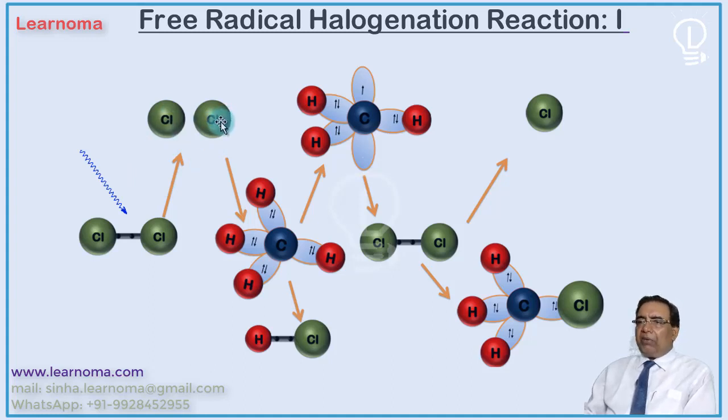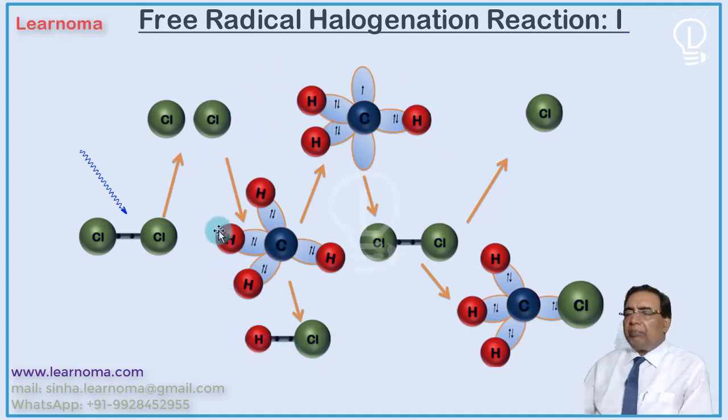In the second step, the chlorine radical itself reacts with a neutral methane molecule and forms HCl, and another methyl radical is formed. This is your second step. In the second step, the reactants are the chlorine radical as well as a neutral methane molecule, and the products are HCl, a neutral molecule, as well as a methyl radical. Such a reaction is called a propagation reaction. Propagation means a radical produces a radical. Here you have a chlorine radical producing another methyl radical.